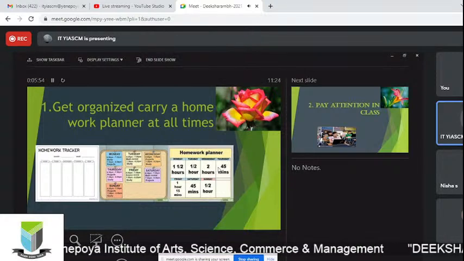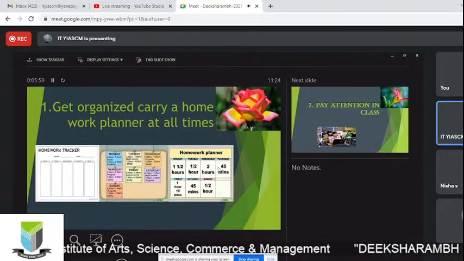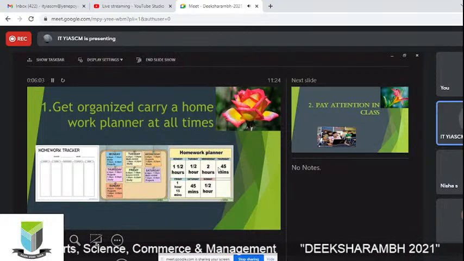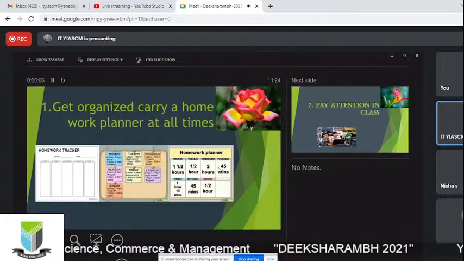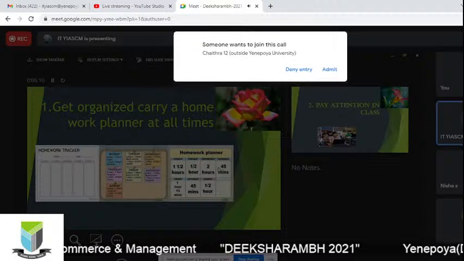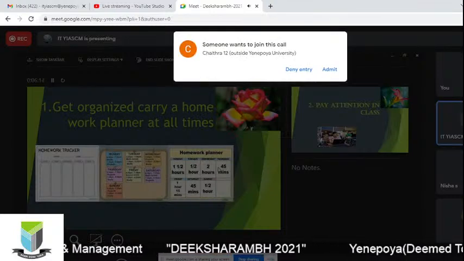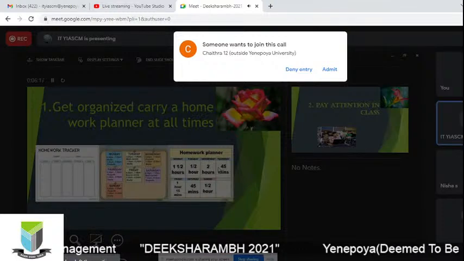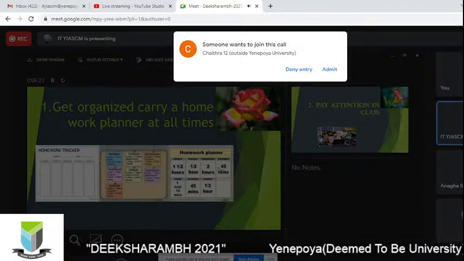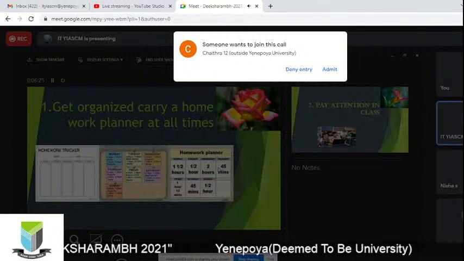I'll give you some examples for the homework planner. Here three examples are given. A homework tracker, and also for a week we prepare one homework plan. Then for hours we make some homework plan. Here, carry a homework planner at all times. We must carry a homework planner. You are in first year, all are going to study.